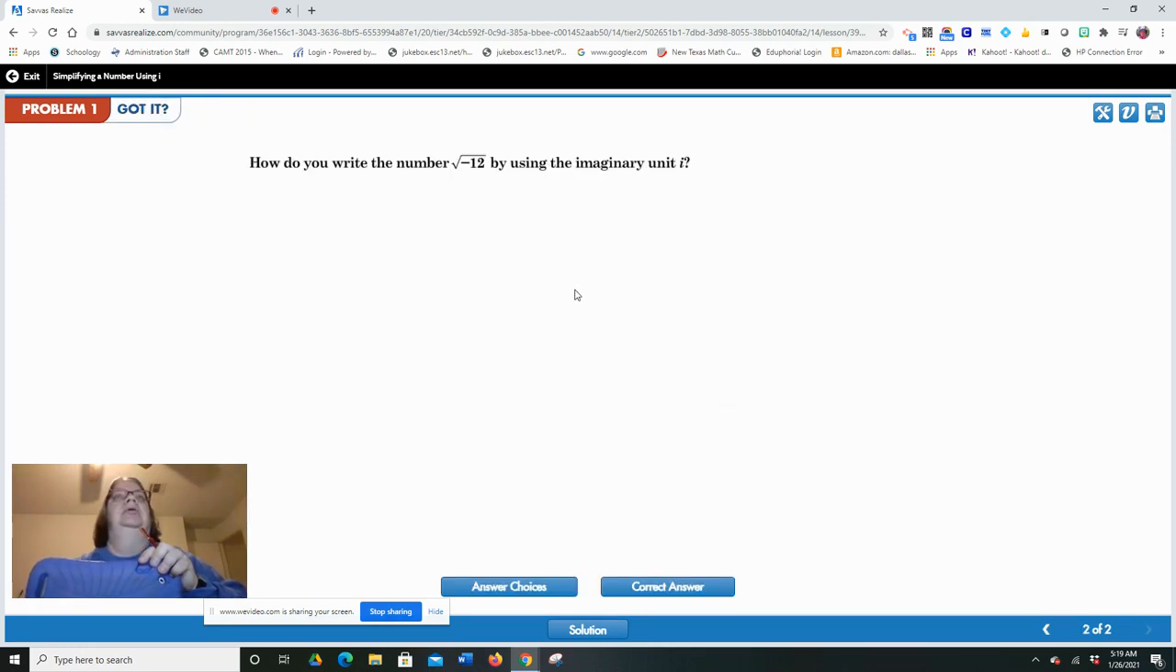How do you write the number square root of negative 12 by using the imaginary unit i? So we're going to take 12 is 4 times 3.